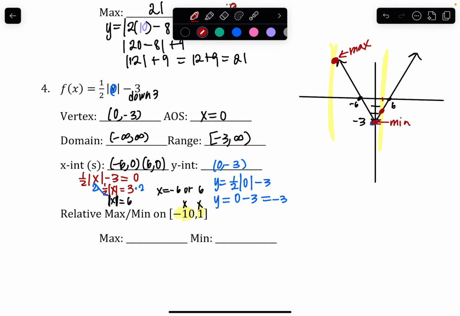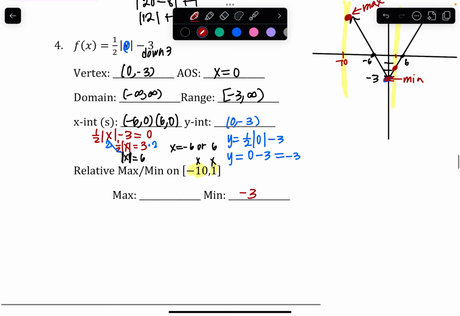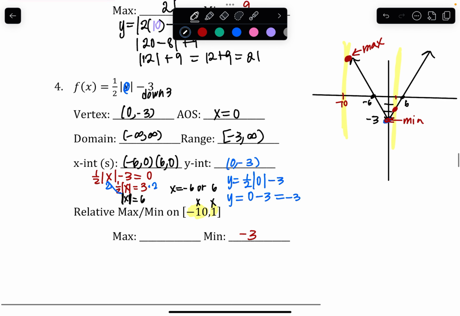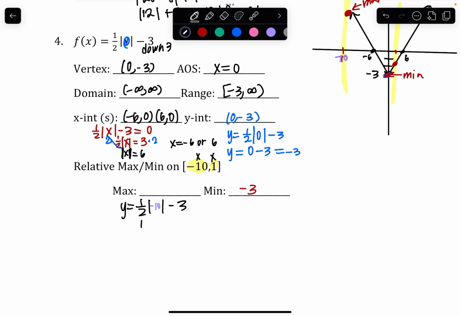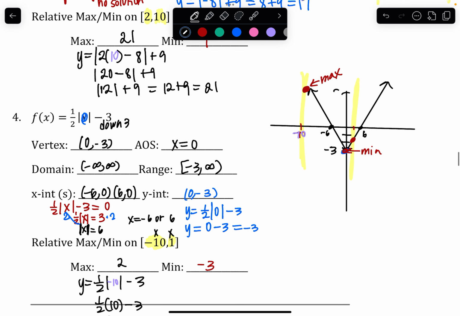And so we already know that the minimum is -3. To find the maximum, we need to plug in that -10. Okay, so go to your original equation, y equals 1/2 absolute value of x minus 3, and we're putting in this -10. Absolute value of -10 is +10. 1/2 times 10 is 5, minus 3 is 2. Clearly not drawn to scale, but that would be our 2.